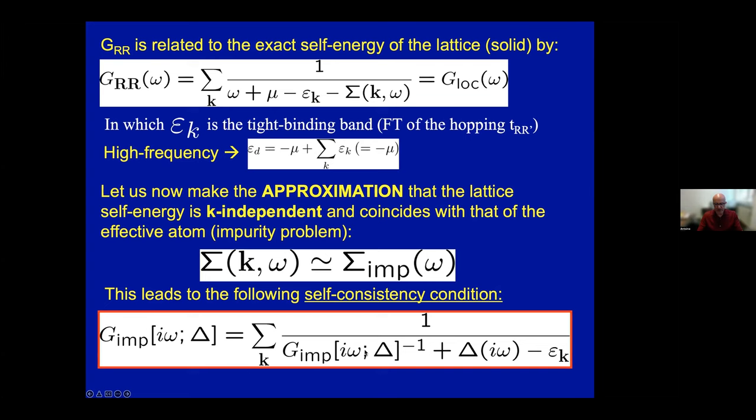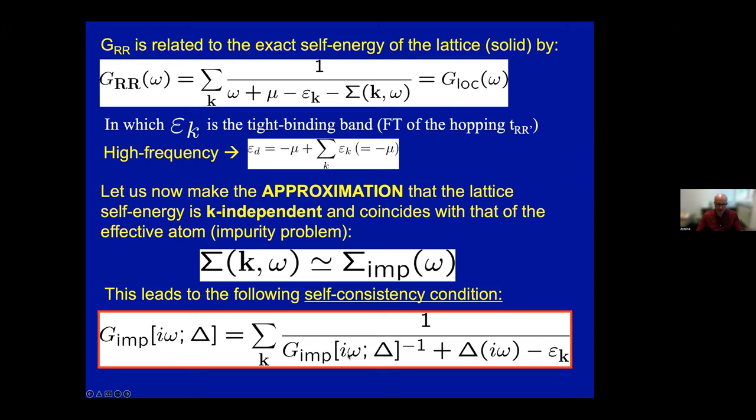equations, so the DMFT framework, which is to impose that we have to solve this effective atom in a bath, delta, which is chosen in such a way that G impurity, the result of this solution, satisfies this equation. And you see that this equation knows about the dispersion in the lattice, in the crystalline system.